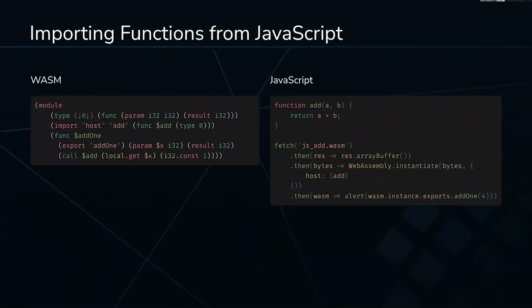This is an example of importing a JavaScript method. We have this type declaration saying, hey, this is the type of what I'm going to import. This is where we declare our contract: I'm importing a function that takes two integers and returns an integer. I'm going to import it from my host namespace with the name add, and I'm going to call it add. Later in my code, I can call that function add and pass in some variables. On the JavaScript side, we declare the function add, and when we instantiate our WebAssembly, we just pass that function in, and now we can call it from our WebAssembly code.